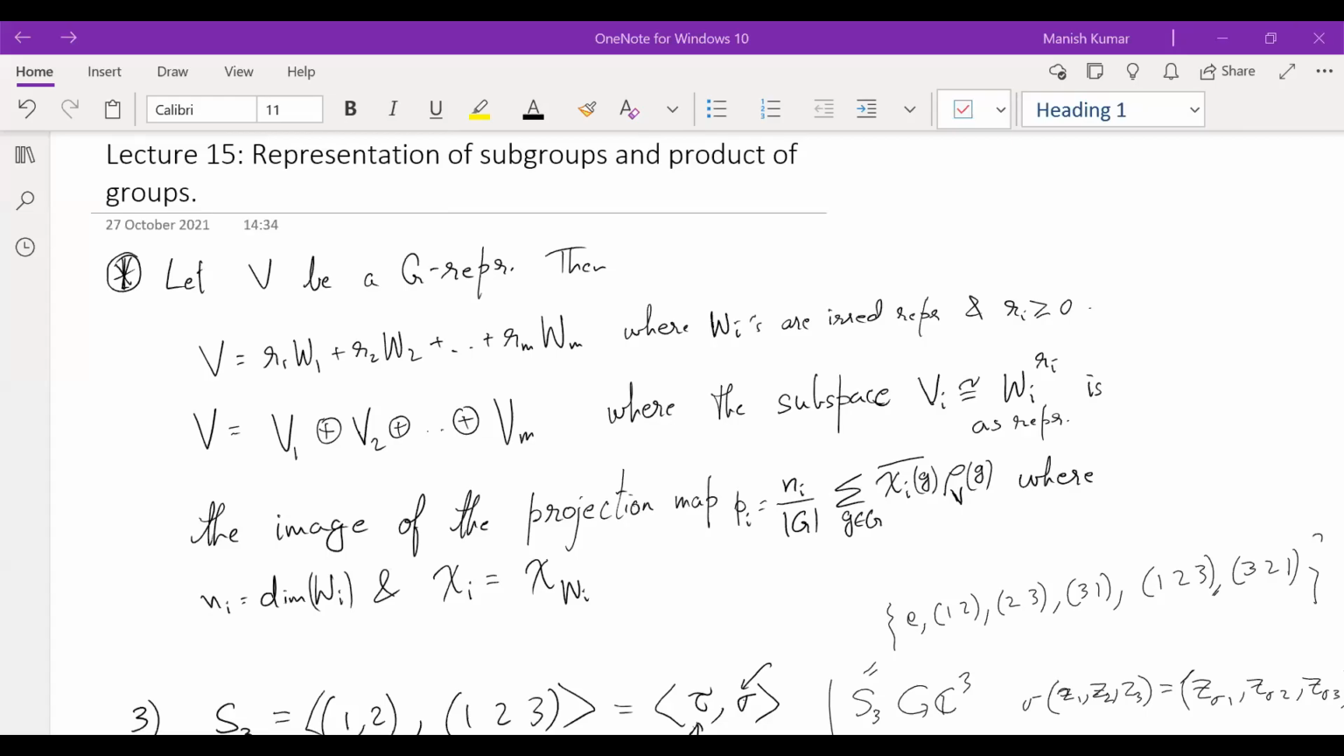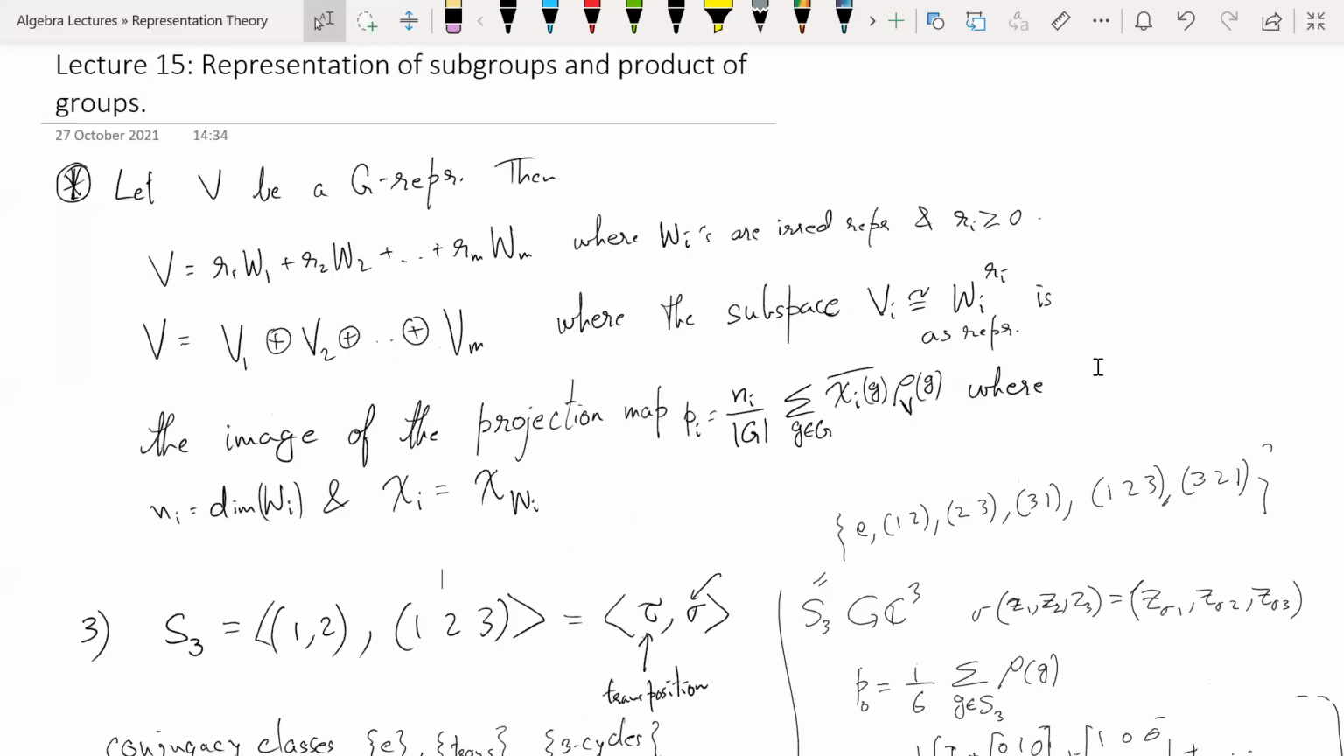Okay, so last time we saw that given a representation, you can decompose it into these blocks. If G is a group and V is a G representation, then you can always write V as V1 direct sum V2 direct sum ... direct sum Vm, where these Vi are Wi to the Ri, where Wi are irreducible G representations.